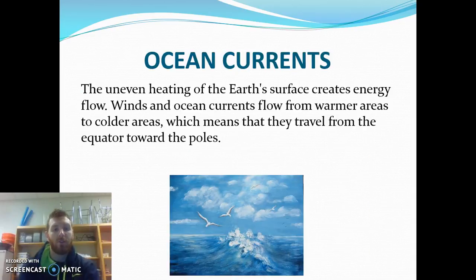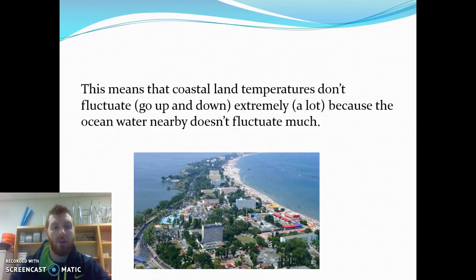So, what is an ocean current? The uneven heating of Earth's surface creates energy flow. Wind and ocean currents flow from warmer areas to colder areas, which means that they travel from the equator towards the poles. This means that coastal land temperatures don't fluctuate extremely, because the water nearby doesn't fluctuate as much, and that has an effect on the temperature of the land mass near the water.